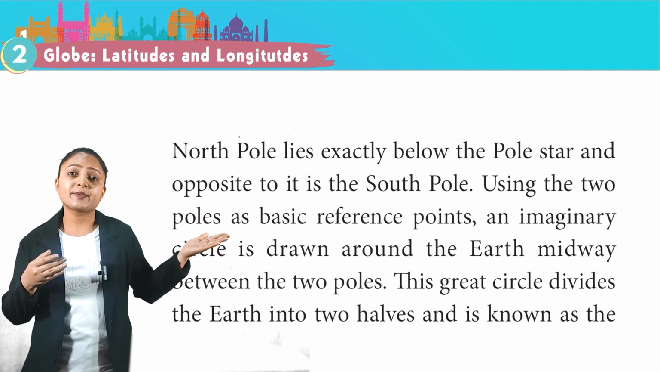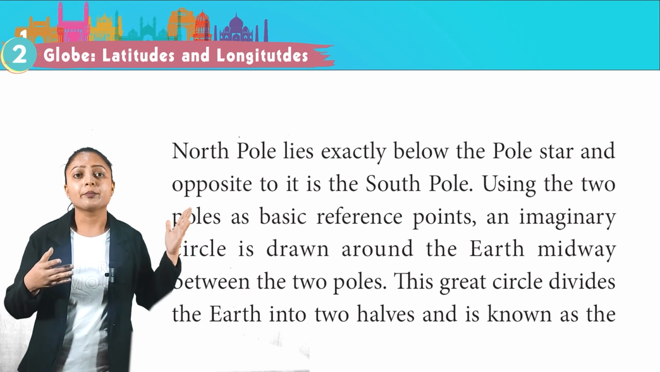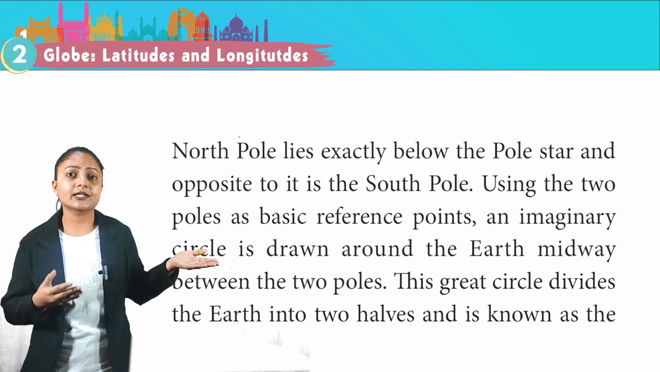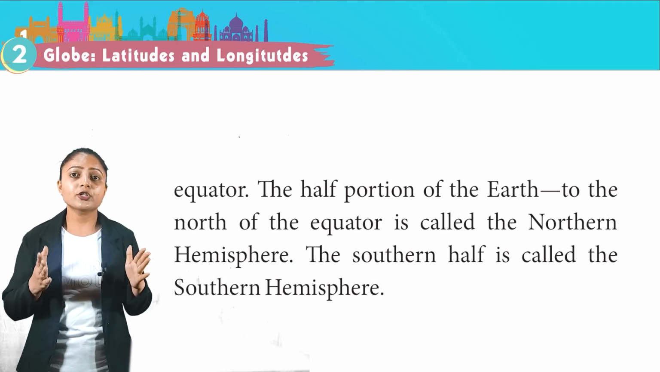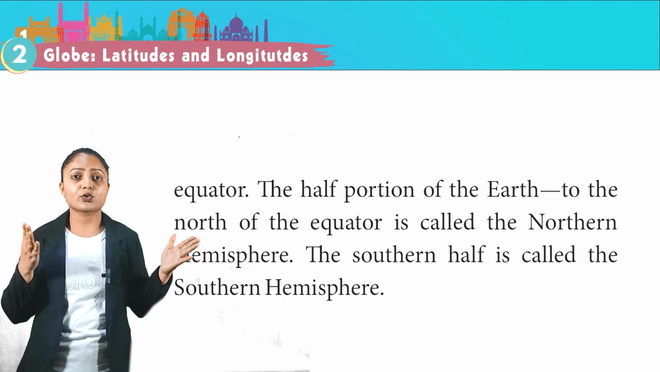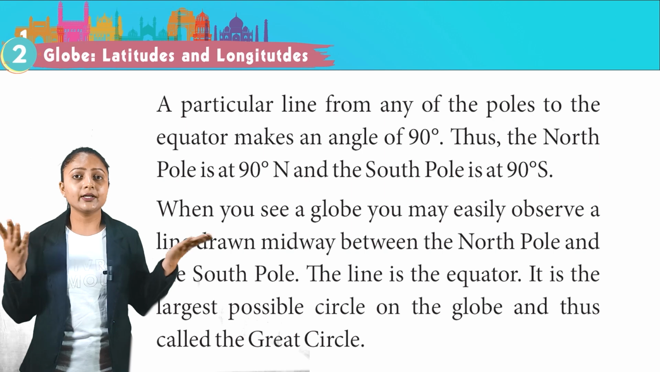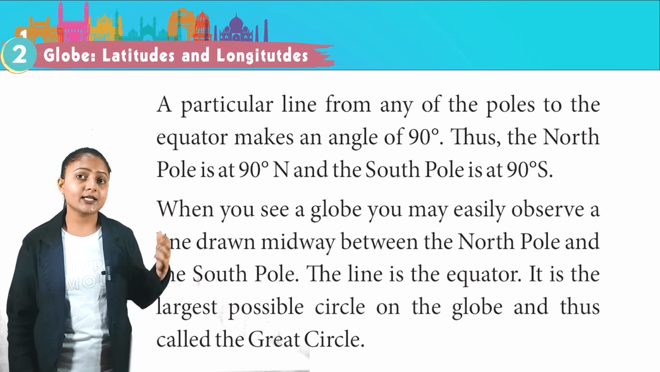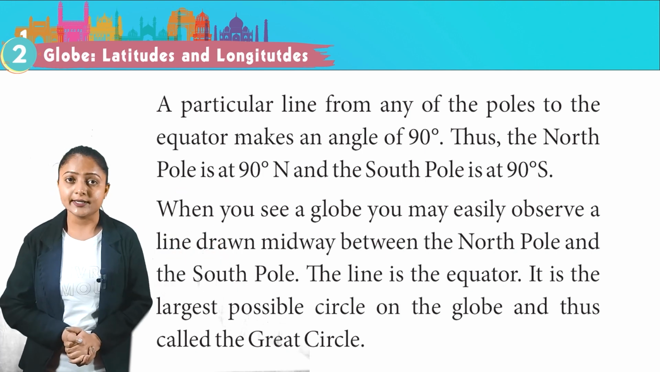Using the two poles as basic reference points, an imaginary circle is drawn around the Earth midway between the two poles. This great circle divides the Earth into two halves and is known as the equator. The half portion of the Earth to the north of the equator is called the Northern Hemisphere. The southern half is called the Southern Hemisphere. A line from either pole to the equator makes an angle of 90 degrees. Thus, the North Pole is at 90 degrees north and the South Pole is at 90 degrees south.